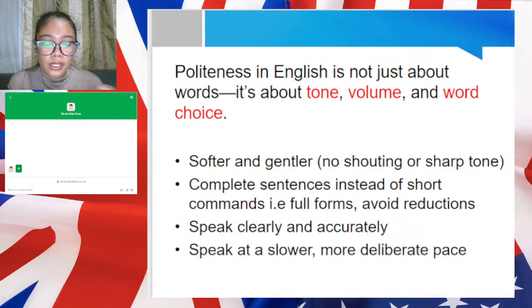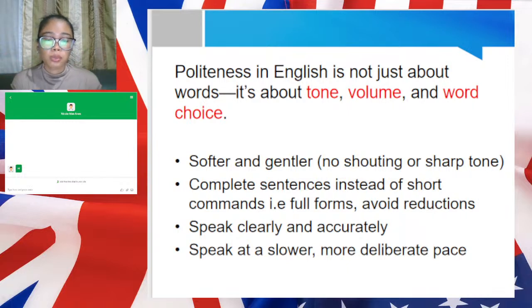Lastly, you speak at a slower, more deliberate pace. Rushing your words can sometimes sound impatient or demanding; the other person might take it that way. So speaking at a slightly slower, but not too slow, more deliberate pace can give the impression that you are thoughtful, that you are respectful of the conversation, and that you are respecting the other person. So that is all.